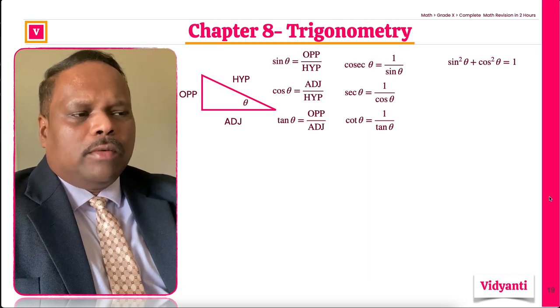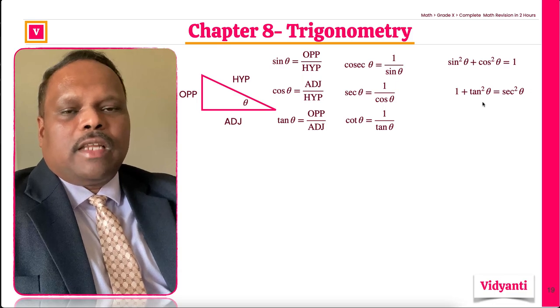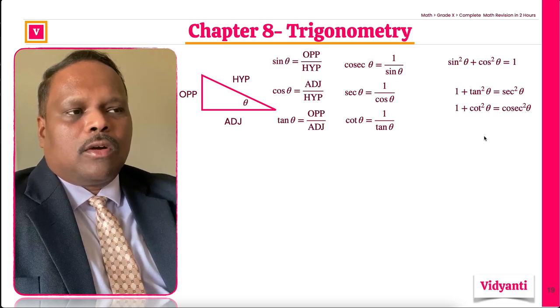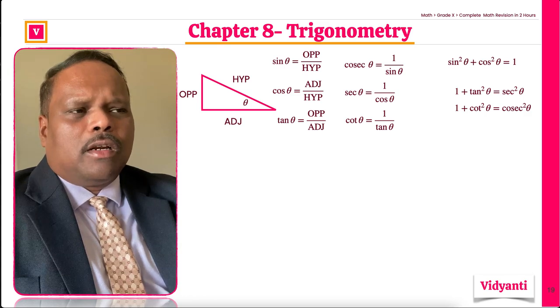Sin, well, we will see the restriction on sin theta and cos theta values. 1 plus tan square theta equals sec square theta. 1 plus cot square theta is equal to cosec square theta. So these are the basic trigonometric relations we have.